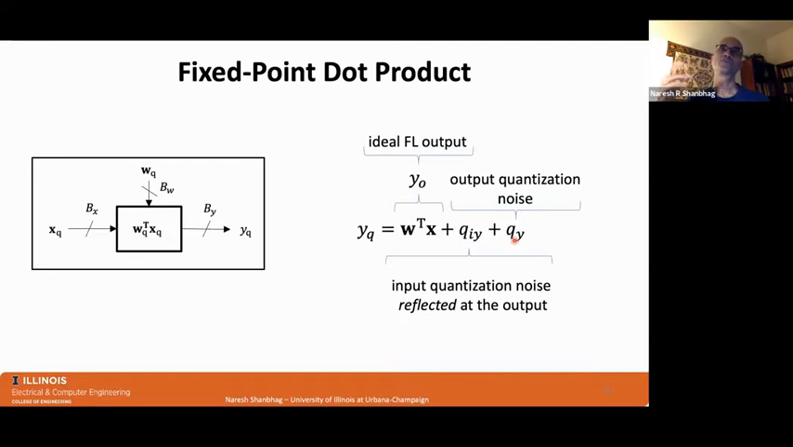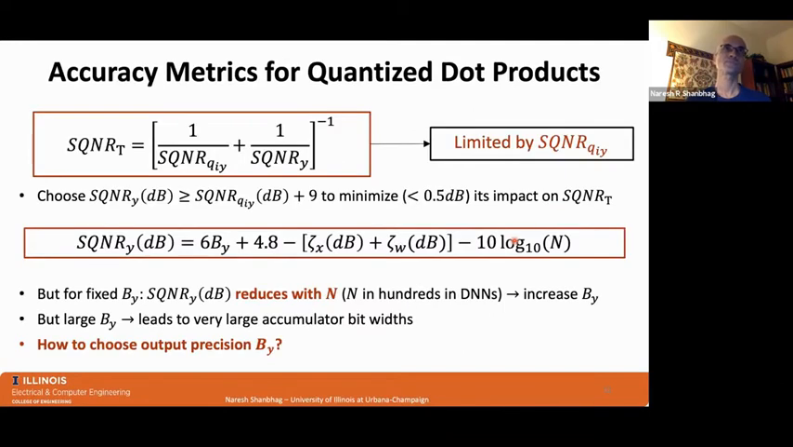To find that lower bound is the second topic of this talk in the outline, which is precision requirements for network accuracy. Moving on, the total SQNR that we see at the output can be written down using this expression. And you'll see from this expression that SQNR-Y, the signal to quantization noise ratio because of output quantization, is only a function of BY.